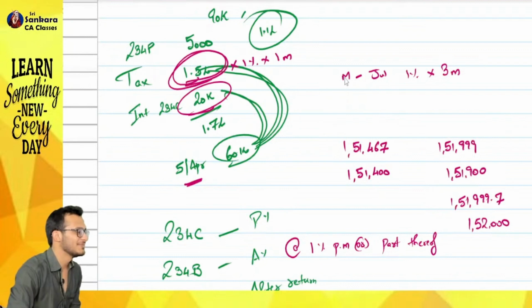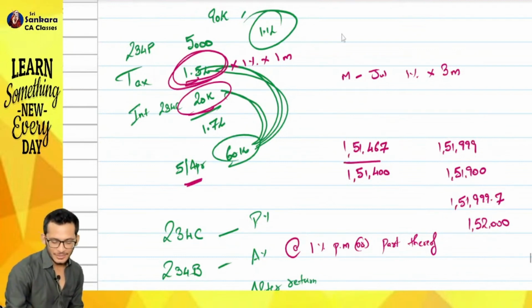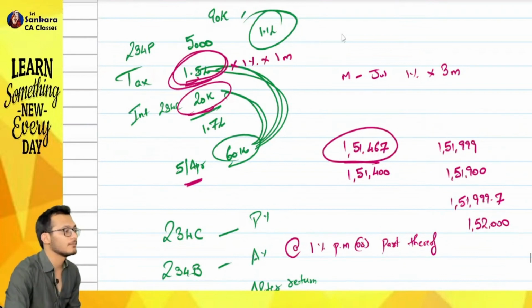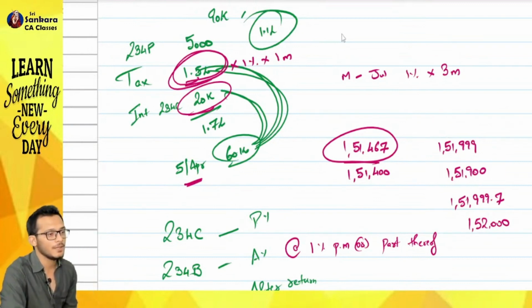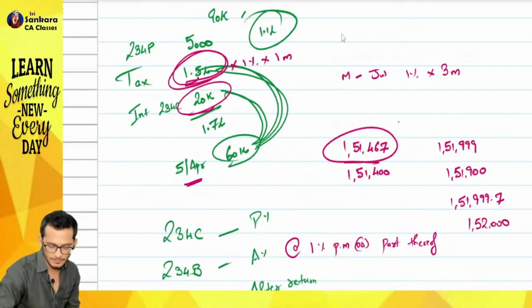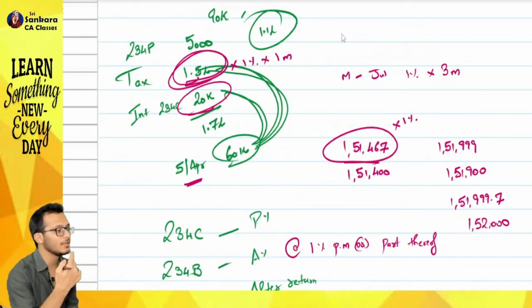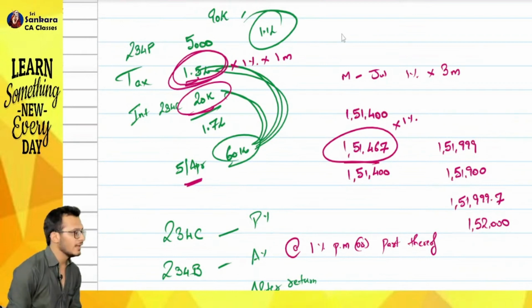Understood? Let's say your tax is 1,51,467. What is your tax liability? 1,51,467. Let's say, for example, for 1 month you did not pay tax, which means you will be levied interest for 1 month. Number into 1%. Now, before you do 1%, you need to round down. So what will you do? You will do 1,51,400 into 1%.